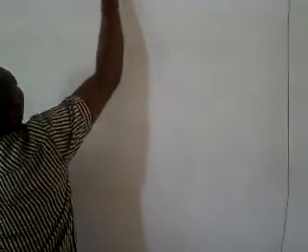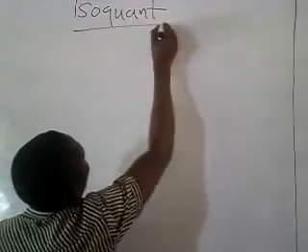Isoquants. An isoquant is a locus of points that joins the combinations of inputs that gives the same level of output. What this simply means is that before a producer will produce, the producer must combine some inputs. These inputs are land, labor, and capital. So an isoquant simply talks about a curve or a line that joins all the various input combinations that give the same level of output. Good.